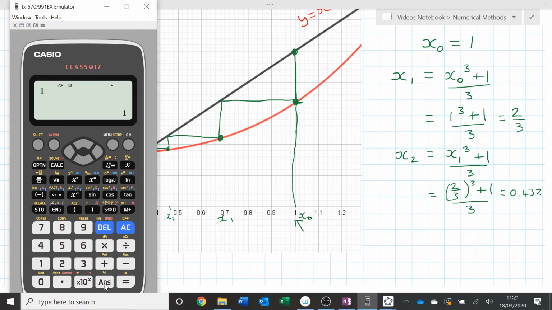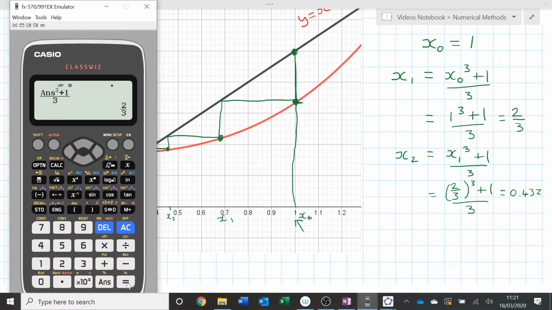So I'm going to, using the answer button, type that in. Answer. I'm going to create a fraction to make sure I write it in the right way. To the power of 3 plus 1 over 3. Now, since answer was 1, if I click equals now, I should get 2/3.